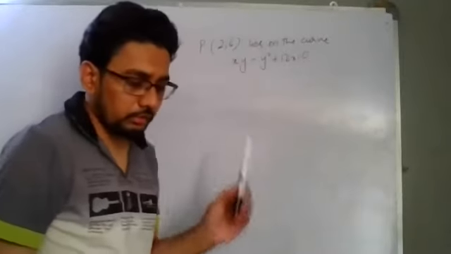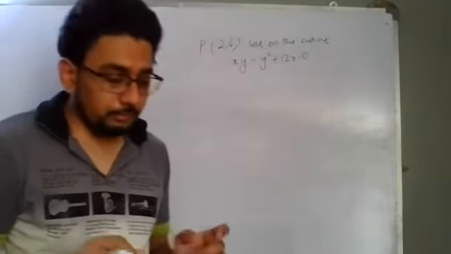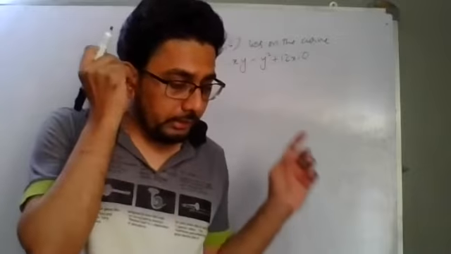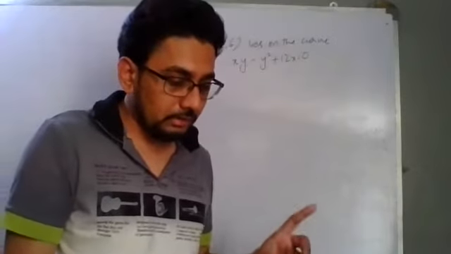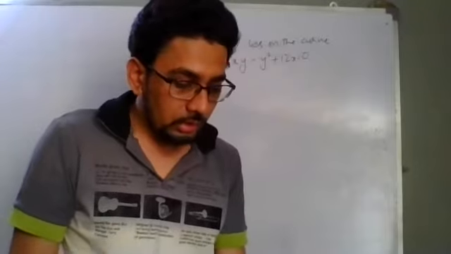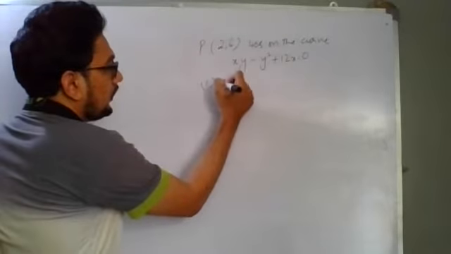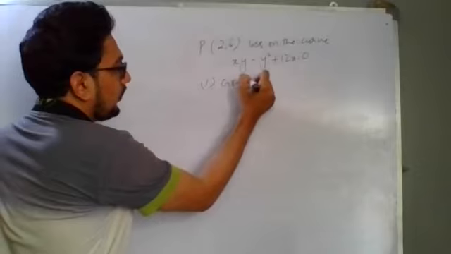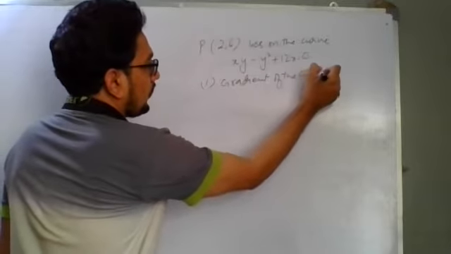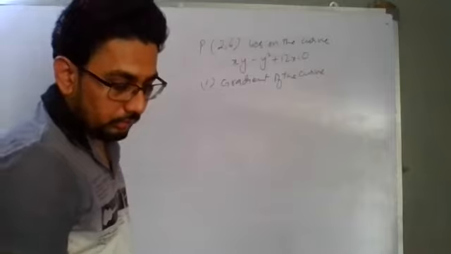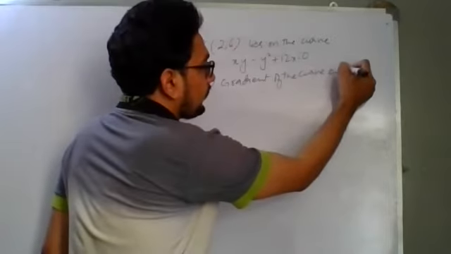Okay, now looking at this question, we are discussing applications of differentiation. The question says that the point P (2, 6) lies on the curve whose equation is xy minus y square plus square root x is equal to 0. So first of all, we have to find the gradient of the curve at P.